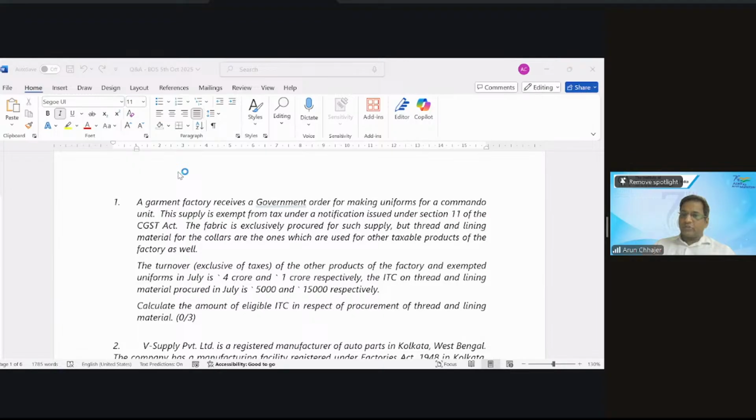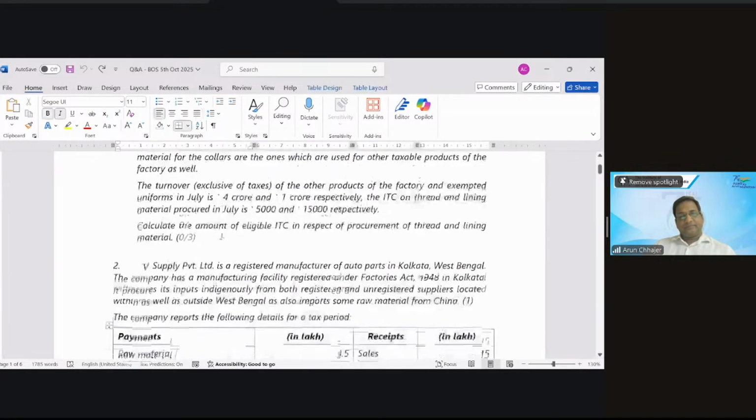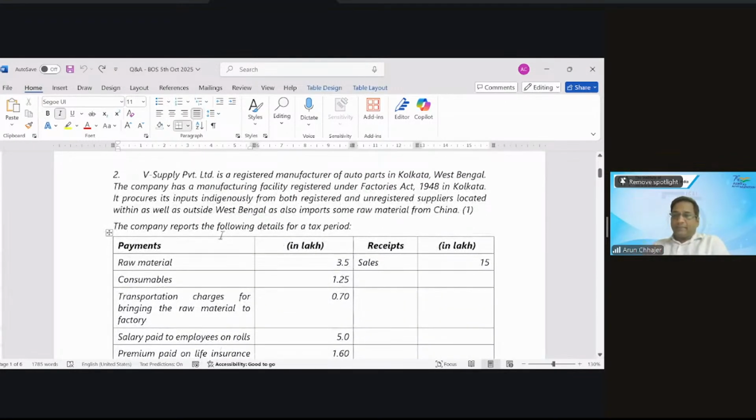We have started with a fairly simple question. We have done the very simple question. Now let's move to a slightly bigger question, and I request everyone to participate.